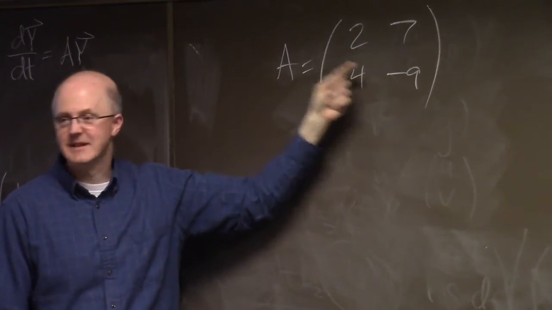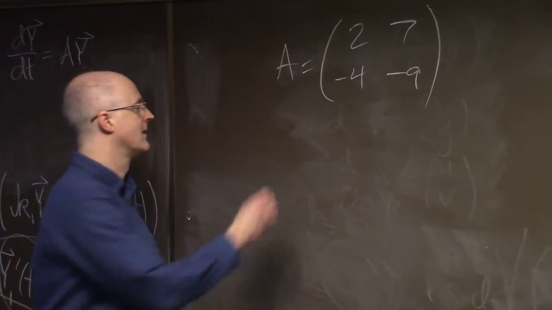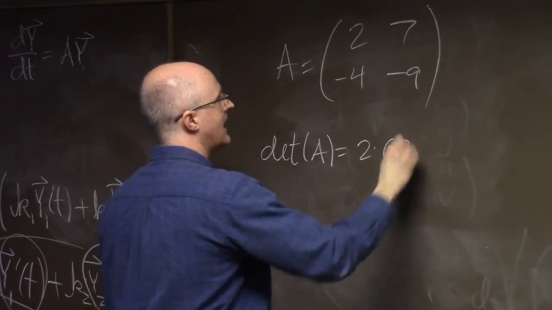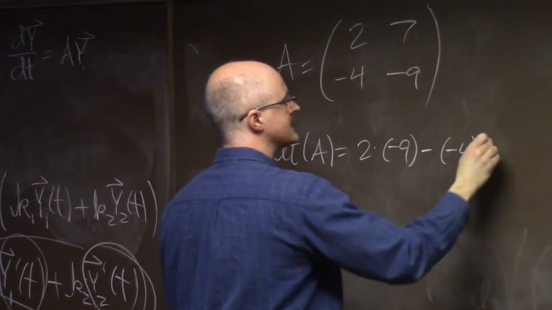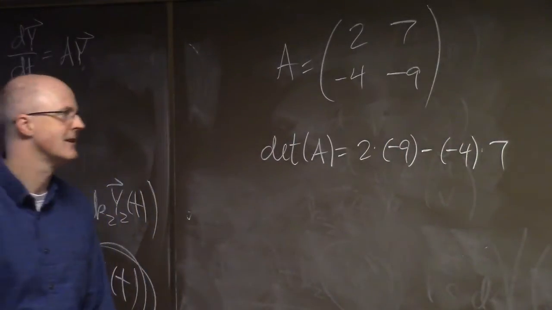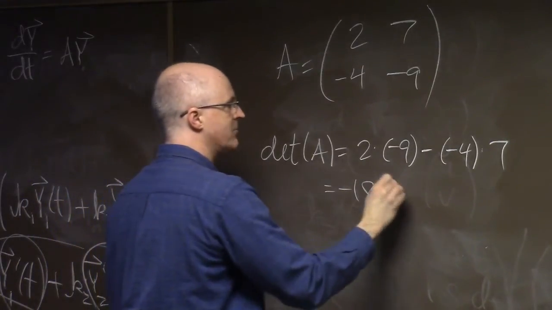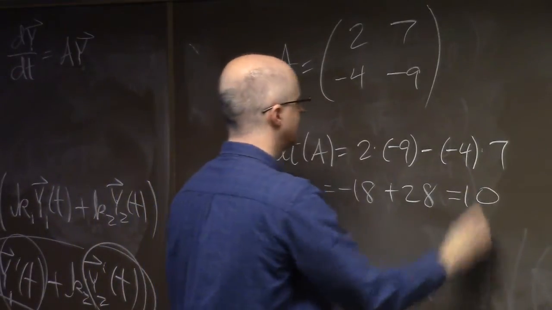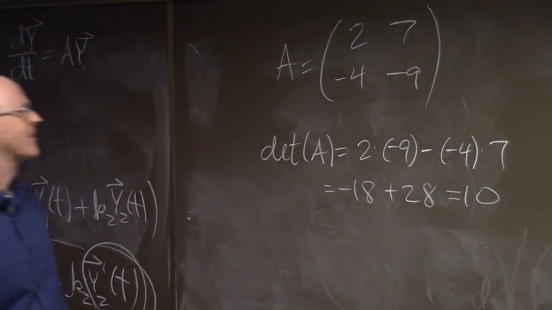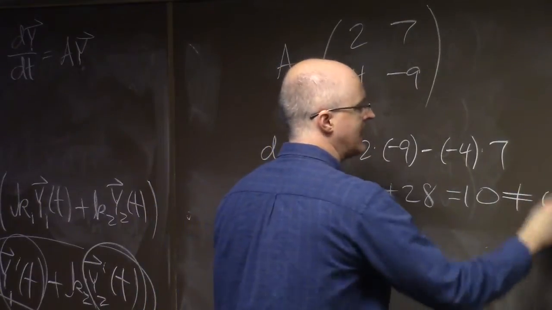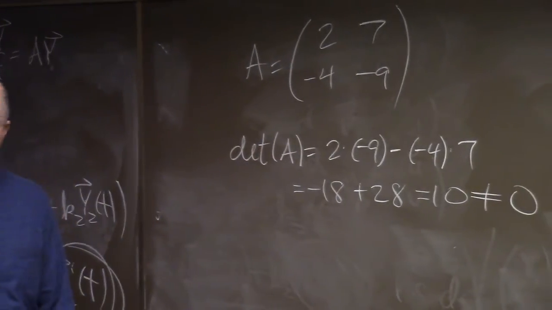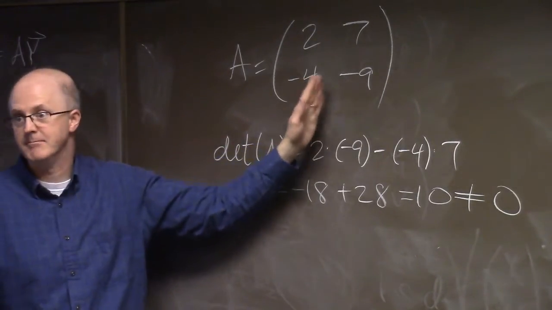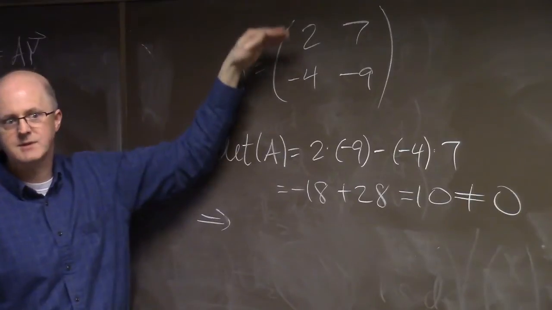the determinant. The determinant of the matrix is non-zero. Determinant of A is 2 times -9 minus -4 times 7. Careful about negative signs here. -18 plus 28, which is +10. Does that look right? No mistakes? The important thing is that's not equal to 0. That being non-zero is equivalent to the columns not being multiples of each other, and also the rows not being multiples of each other.